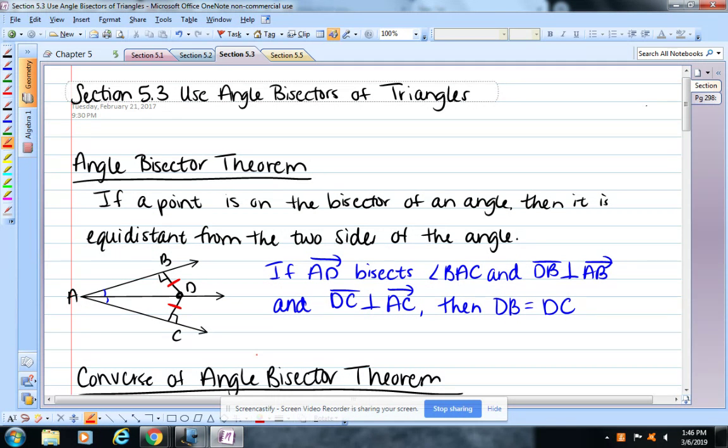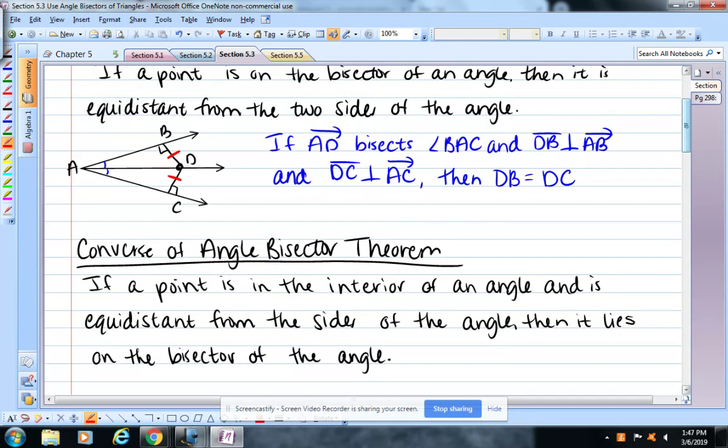Okay? This one also has a converse theorem. What does a converse theorem do? It reverses the hypothesis and conclusion of a theorem. So if a point is on the interior of an angle and is equidistant from the sides of the angle, then it lies on the bisector.